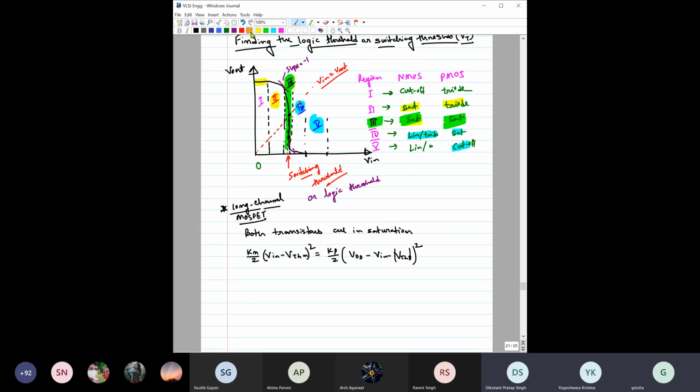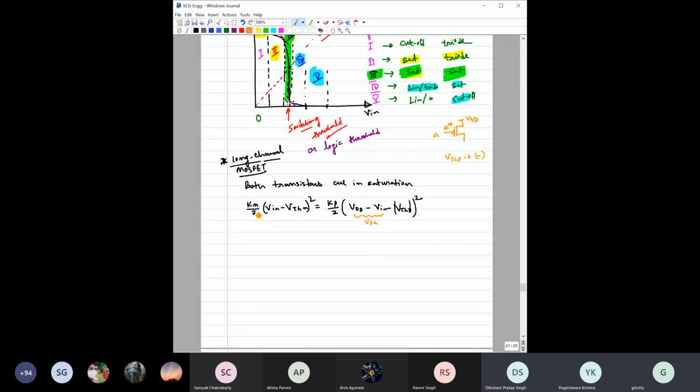Okay, I request you to please take note of a couple of things here. Why am I writing this? This is equal to this. So we are replacing VSG by VDD minus Vin. This is basically your VSG. And why am I writing the mod of VTHP? Because VTHP is negative. So this is squared.